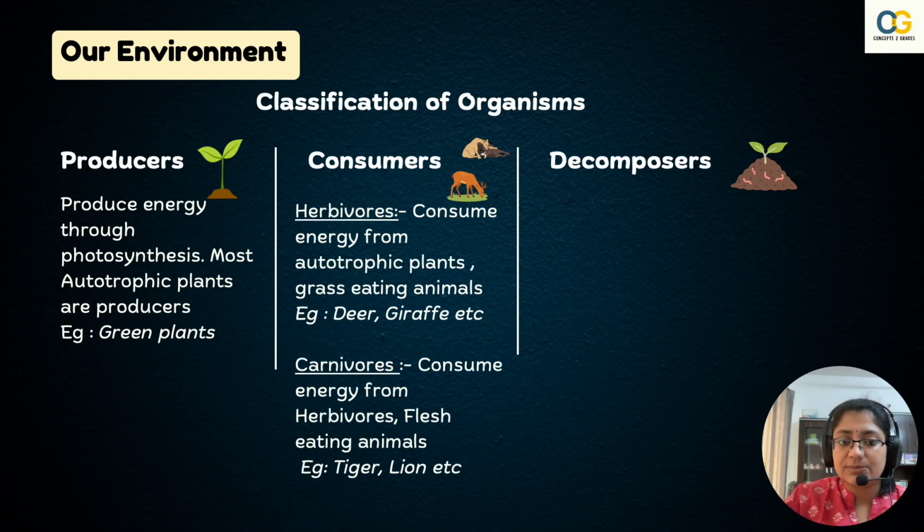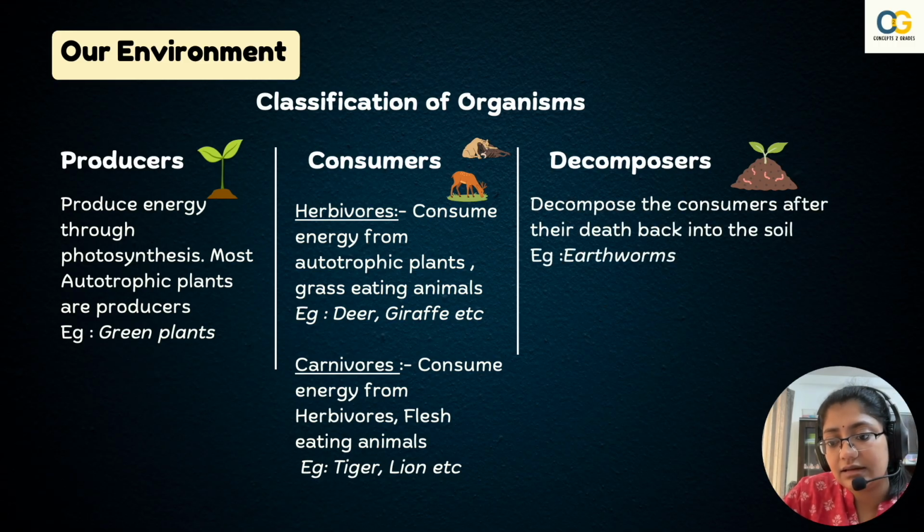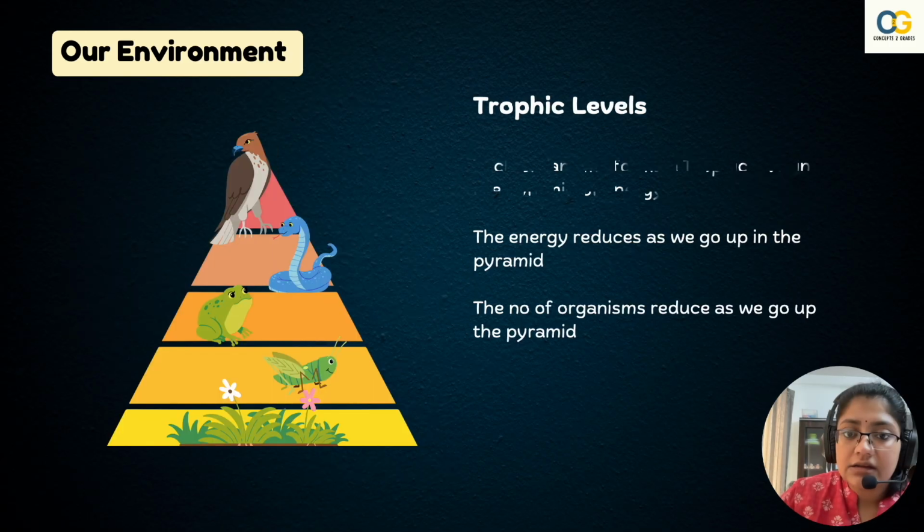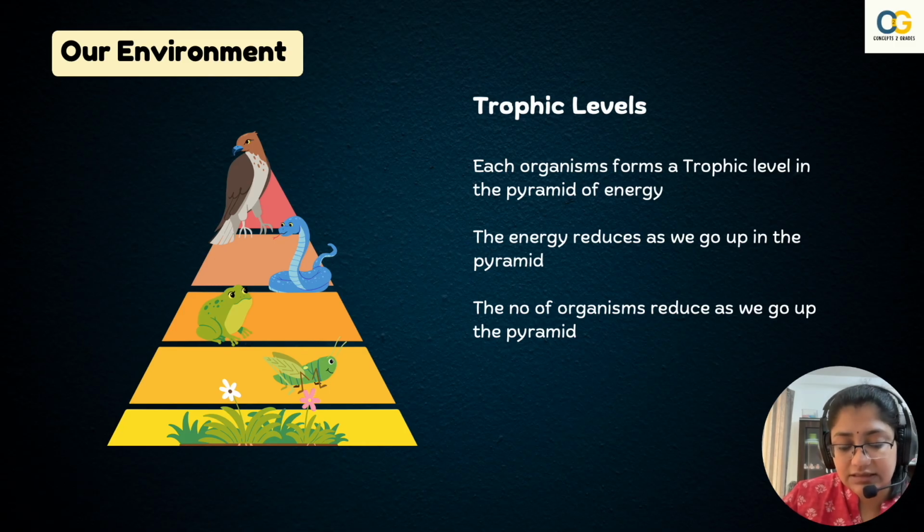Consumers are again of 2 types, herbivores and carnivores. Herbivores consume energy from the autotrophic plants by eating grass, like deer, giraffe, etc. Carnivores consume the herbivores, and they are the flesh-eating animals like lion, tiger, etc. So to take energy, they eat the herbivores. Once the carnivores are done with their life, they are decomposed back into the soil with the help of decomposers, like earthworms, etc. They consume energy after the death of the plant or animal by pushing the energy into the soil. So now there are multiple trophic levels in an ecosystem.